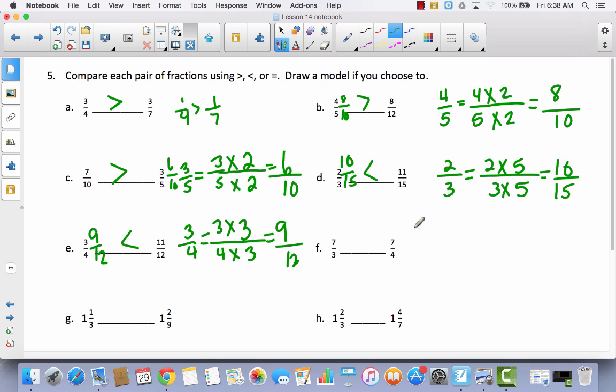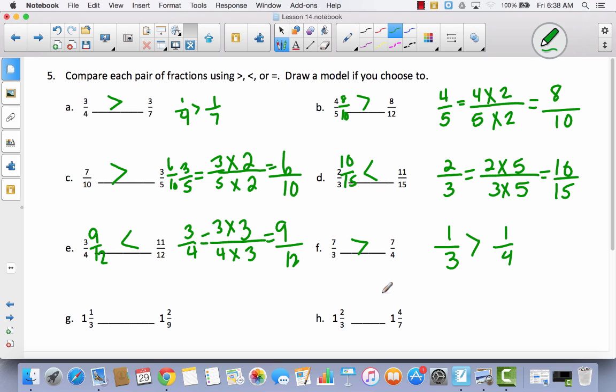All right, so let's look at F. So finally I got to one that I don't have to do anything to, because look, the numerator is the same. So all I have to think to myself is which would be greater, a third or a fourth? Well, a third is more than a fourth, because the more parts you divide it into, the smaller the pieces. So because 1/3 is greater than 1/4, 7/3 is greater than 7/4.